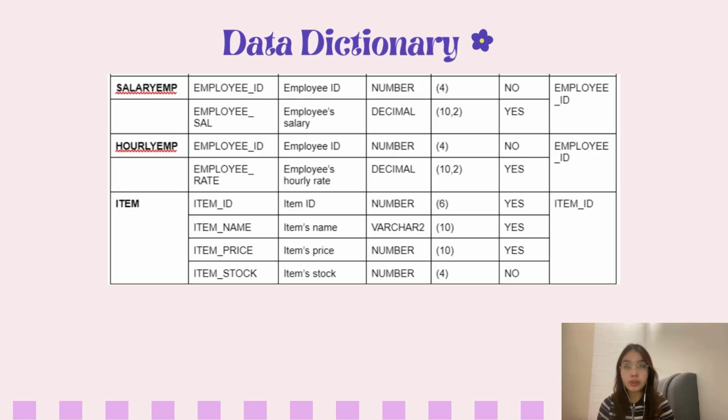Next, we have salary employee table with 2 attributes, employee ID and employee salary. They both respectively have number and decimal data types. Employee ID is primary key. Hourly employee has 2 different attributes, which are employee ID and employee rate. And the fifth table would be item table with 4 different attributes: item ID, item name, item price, and item stock, with the data types as follows.